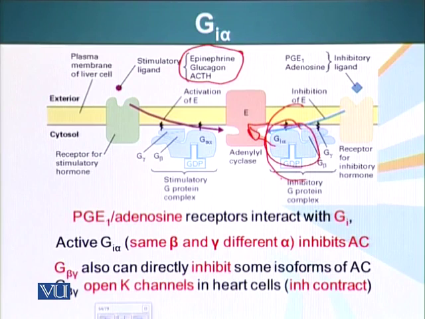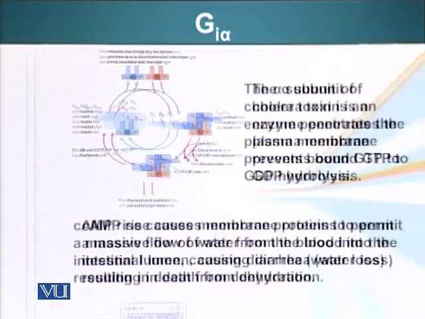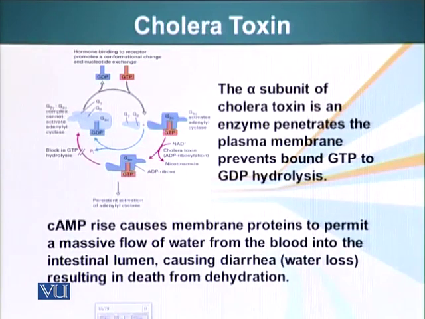Also, it's worth mentioning that the beta and gamma subunits of G proteins, some isoforms, can also inhibit some isoforms of adenylyl cyclase. Also, beta and gamma subunits of G proteins can open the calcium channels in heart cells and inhibit contraction. Another point I would like to make here is that this G protein system is manipulated by some pathogens.